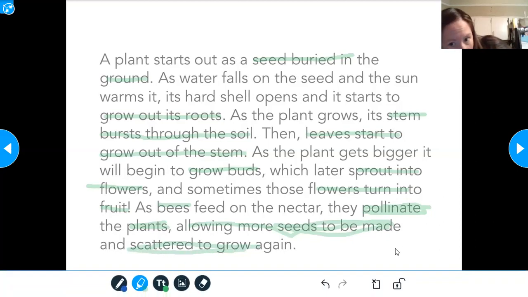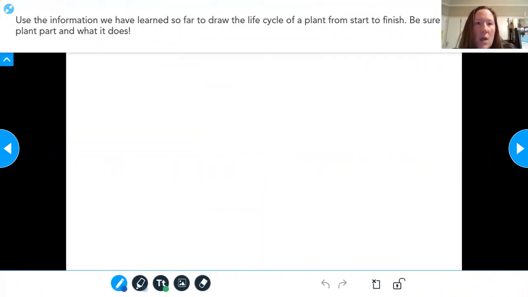So I have the parts of the plant. I have them all highlighted in their jobs. And I think I might have even highlighted a couple more important words in there, like pollinate. What does it mean to pollinate? And who does that for the plant? Now that I've done that, I'm going to go to the next slide and see what I'm asked to do. Use the information we have learned so far to draw the life cycle of a plant from start to finish. Be sure to label each plant part and what it does.